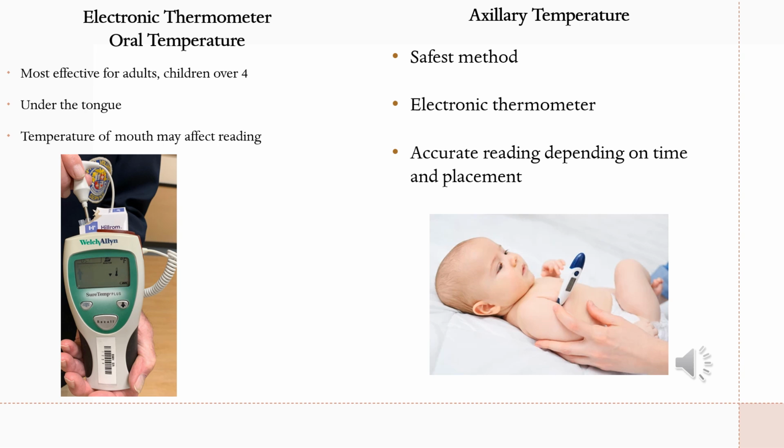Axillary site is the safest method because it is non-invasive. An electronic thermometer is used. The probe needs to stay in the armpit for a few seconds, and precise placement with the arm held tight against the body is needed to attain the most accurate reading.